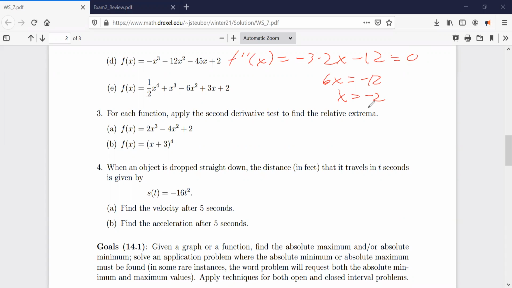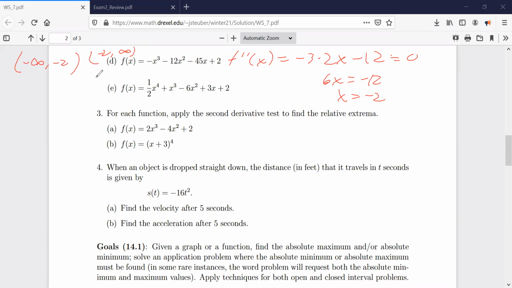So when x is equal to negative 2, that is the potential point of inflection. It's not guaranteed to be a point of inflection, but it's a potential point of inflection. So now I check the 2 intervals on either side, negative infinity to negative 2 and negative 2 to infinity. And now I just plug in a test point on either bound.